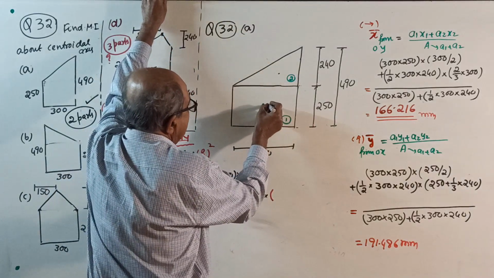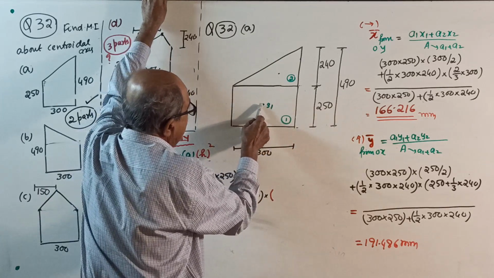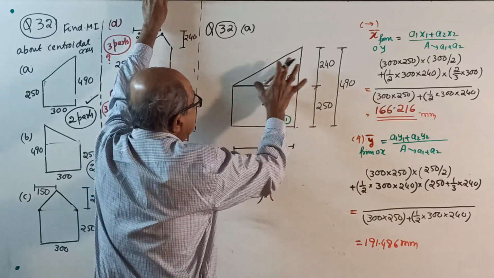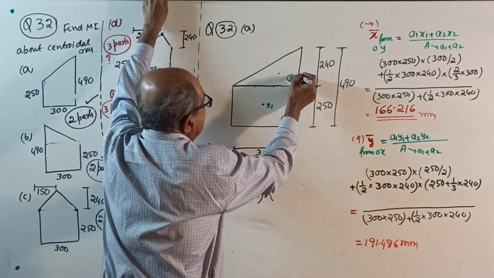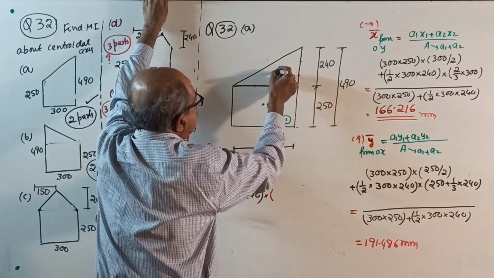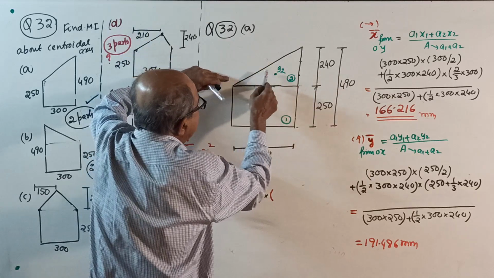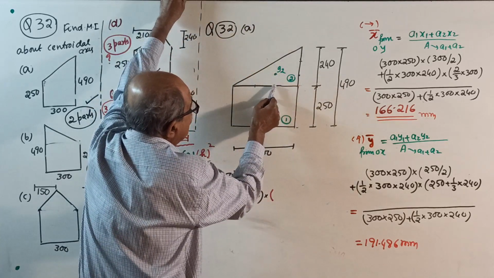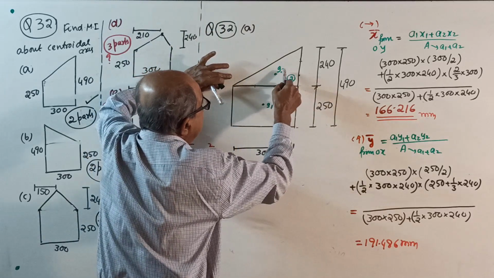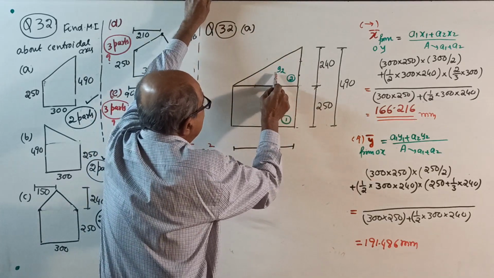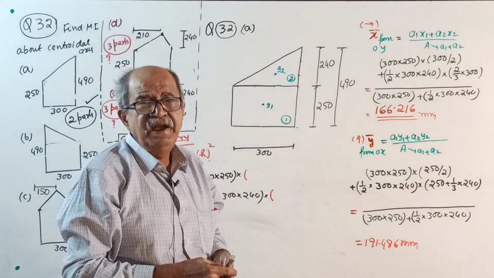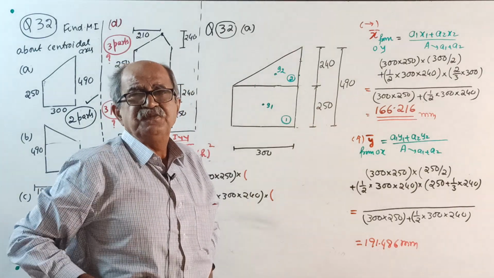Now, mark the centroid of the rectangle, here G1. It is 300 by 2, 300 by 2, and 250 by 2, 250 by 2. For the centroid of this triangle, divide into 3 parts, the intersection is here, centroid G2. From here 2 by 3, from here 1 by 3, of 300. And from the top edge, 2 by 3 of 240. I have told you endless number of times, and this much time is wasted.